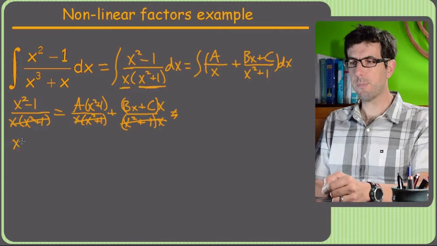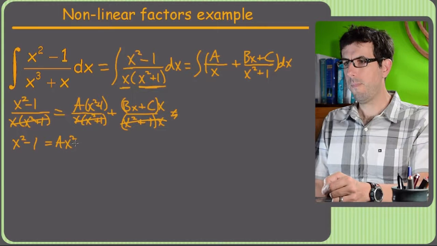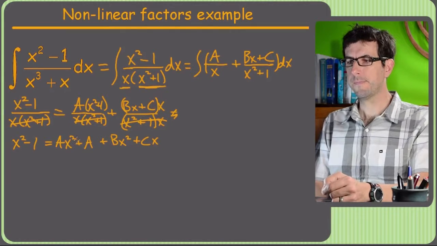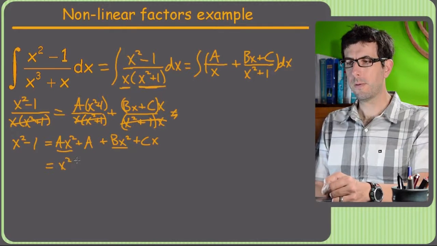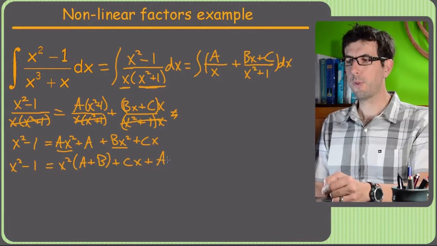So now I've got x squared minus 1 still on the left. On the right, I'm just going to start distributing this stuff out. So I'll have a times x squared plus 1 times a is a, plus bx squared plus cx. Alright, so as before, I want to group things. I have two terms here with x squareds in them, so that's going to factor out an x squared, an a, and a b. On the left, I still have x squared minus 1. Then I'll group, I just have one x term, and I just have one thing with no x's in it at all.